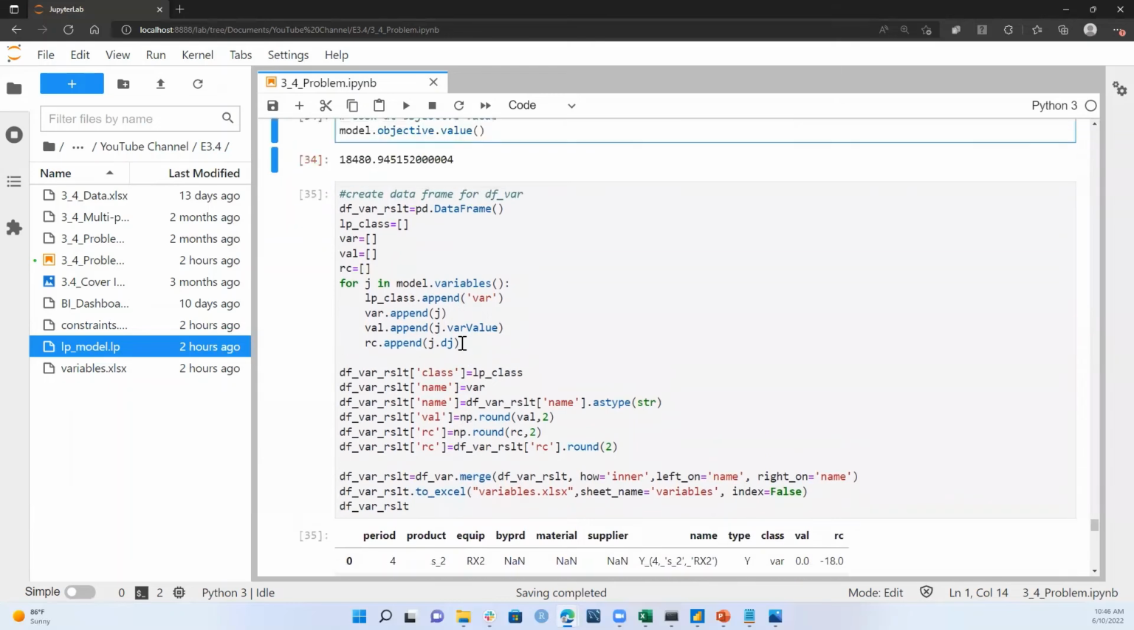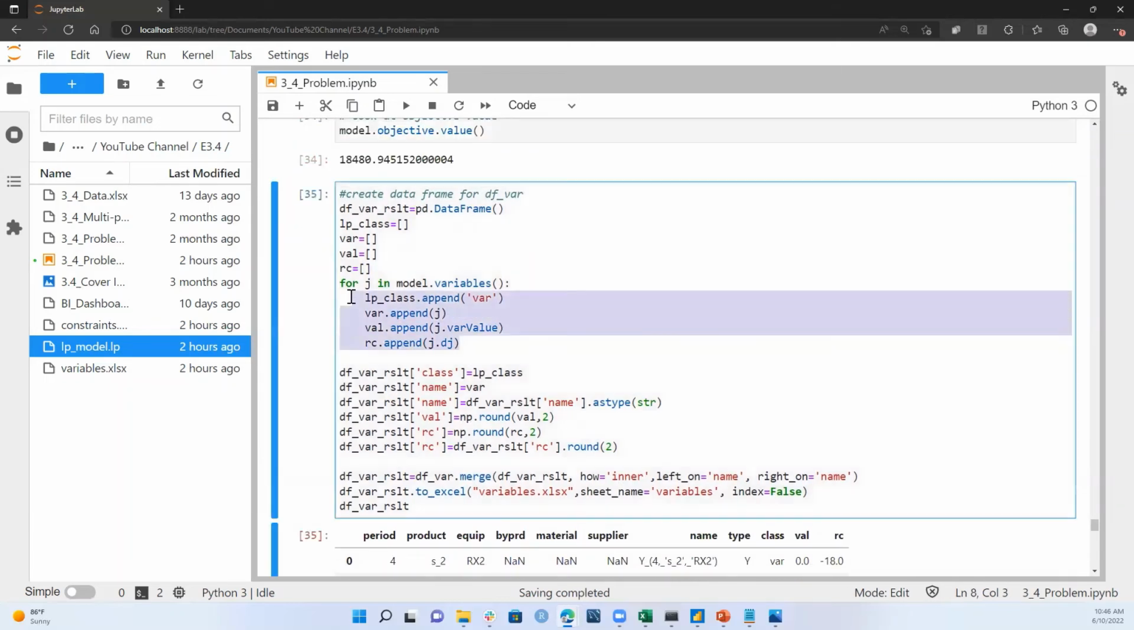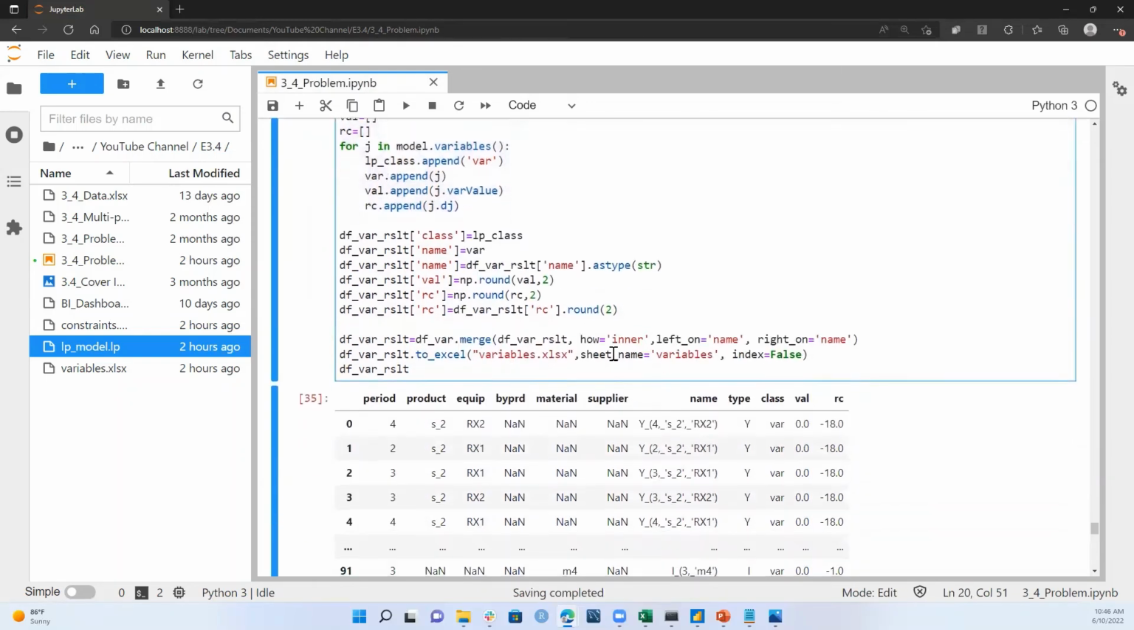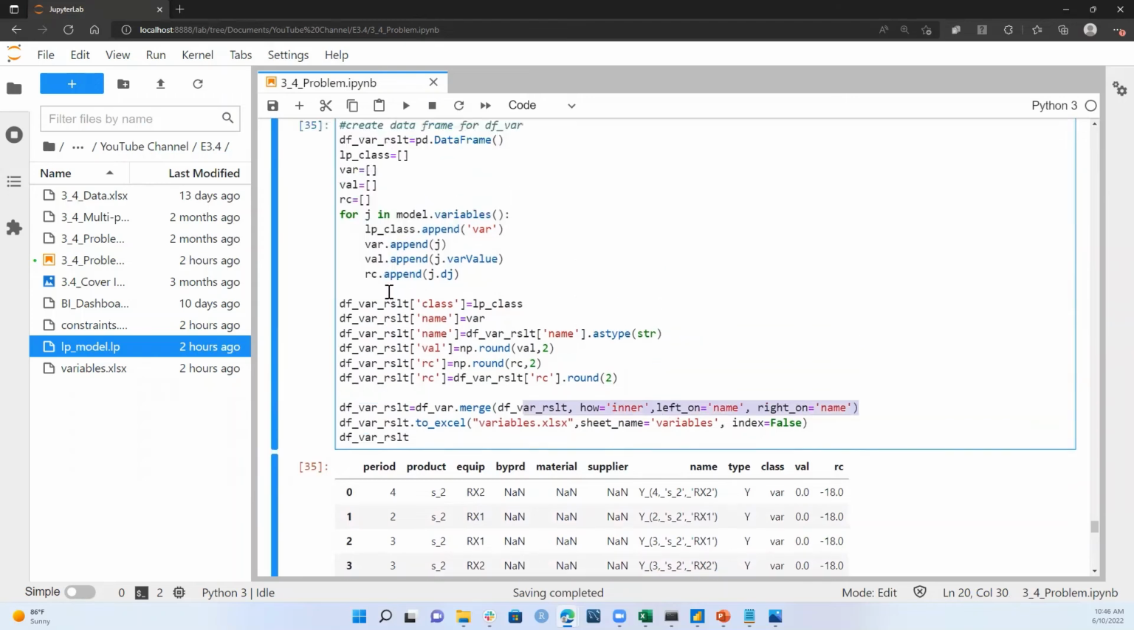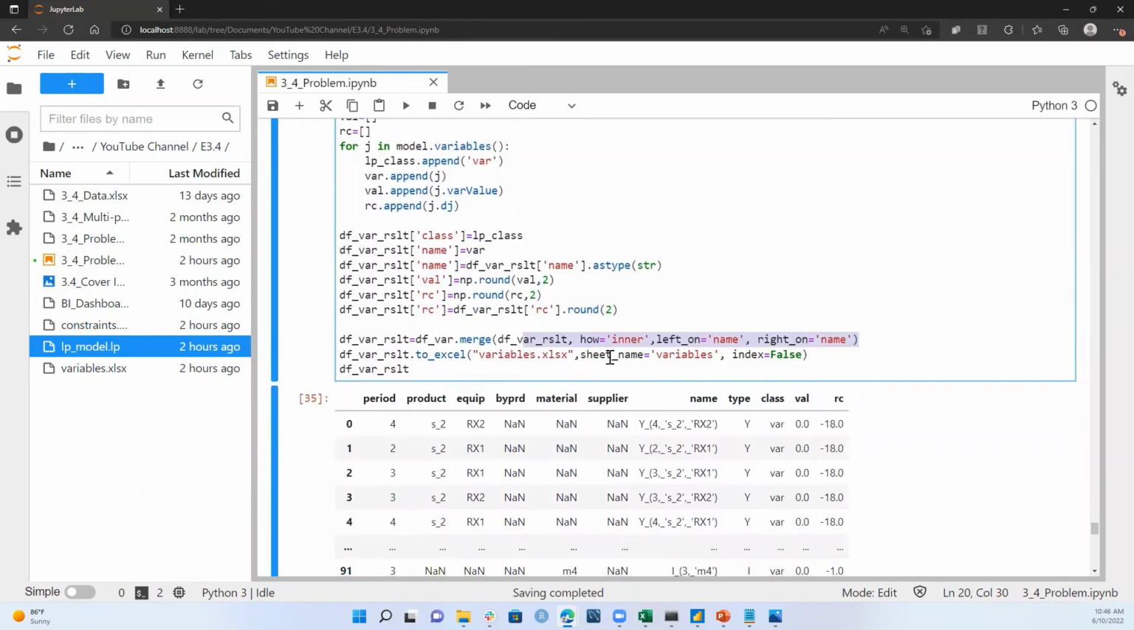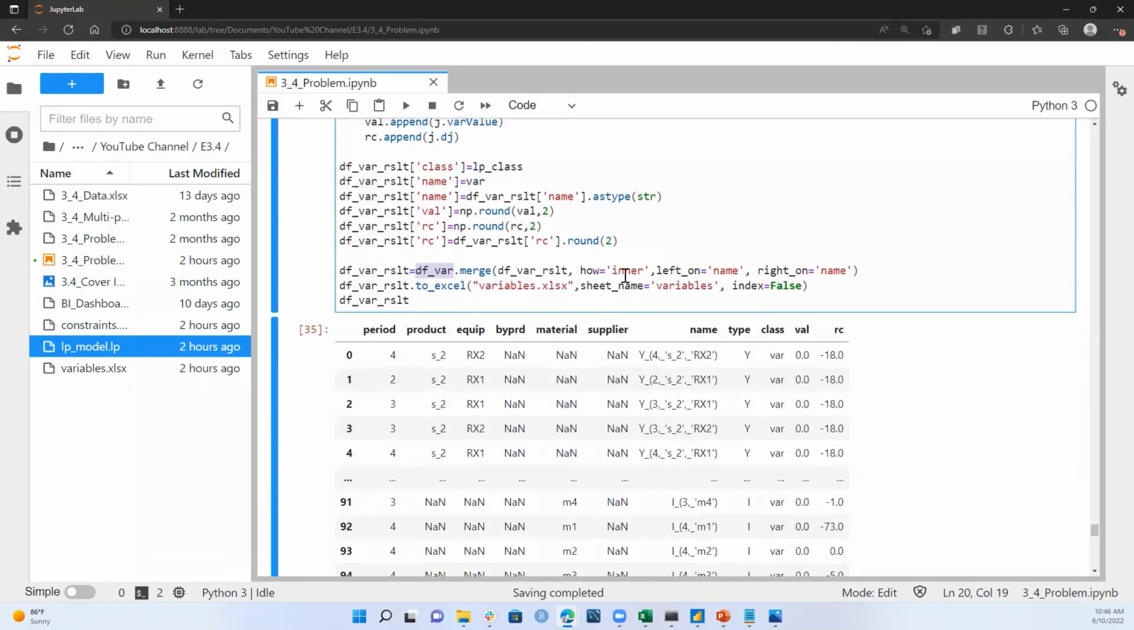So this code is basically the same that I've had in previous episodes to extract all the values from the pulp object. But what I'm going to end up doing here at the bottom is, once I create the data frame for the variable results, I'm going to merge it with the other data frame that I created earlier, df_var. I'm going to do an inner join, and I'm going to do this on the variable name.